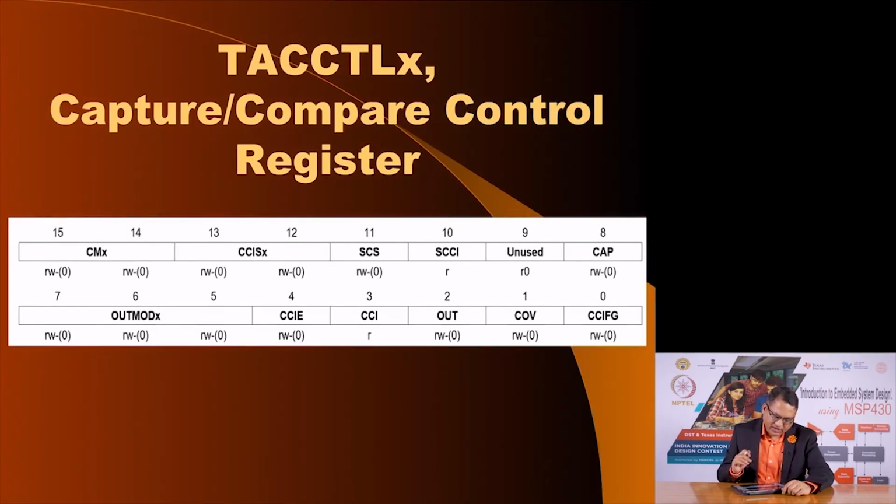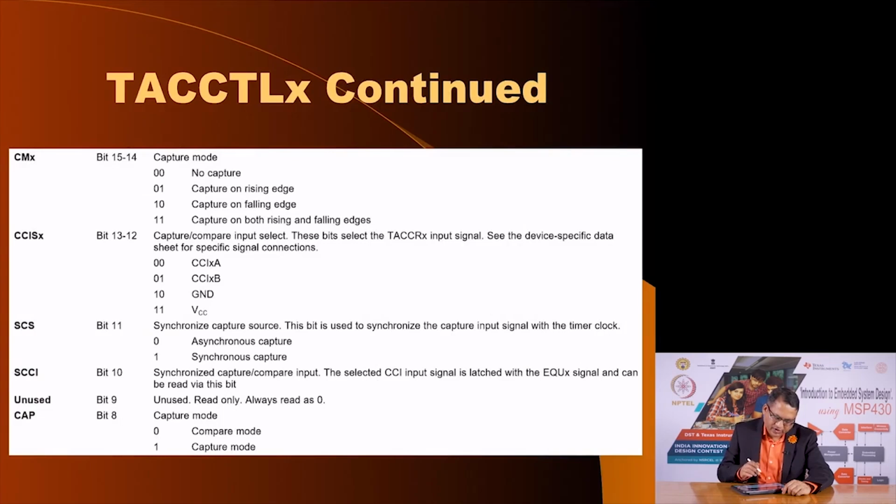Here is the second part of the capture control register, and let us see the bits. Here we want to say, do we want capture mode or not. Now, in the previous one we said we want to do compare mode, so the CAP bit was set to 0. In this lecture we are going to see how we will set this CAP bit to 1 to indicate to the timer that we want to capture.